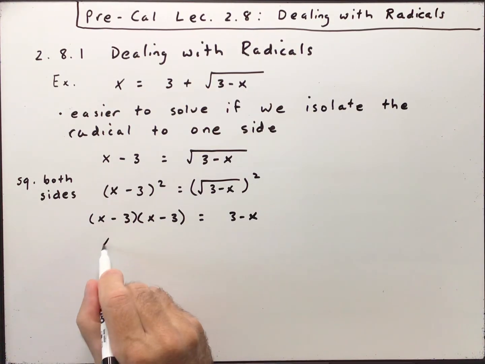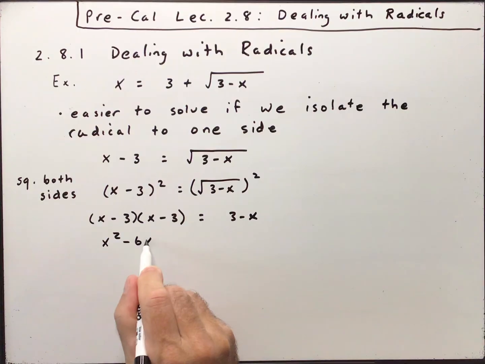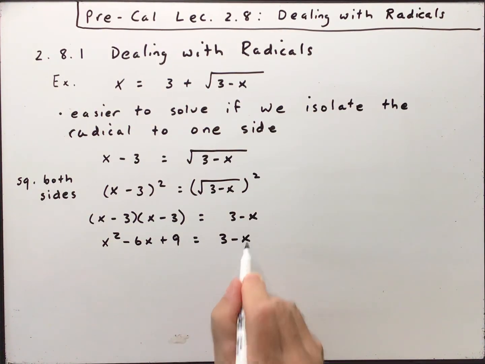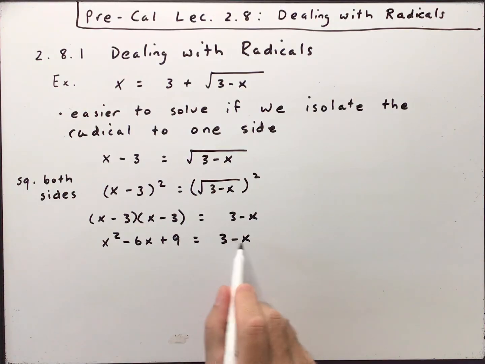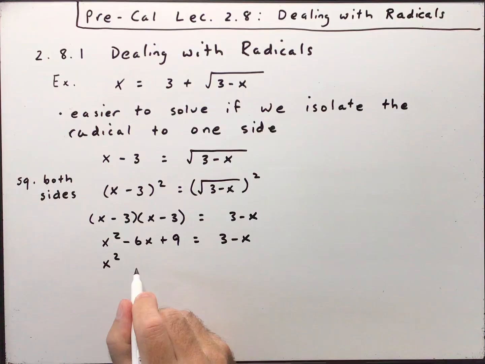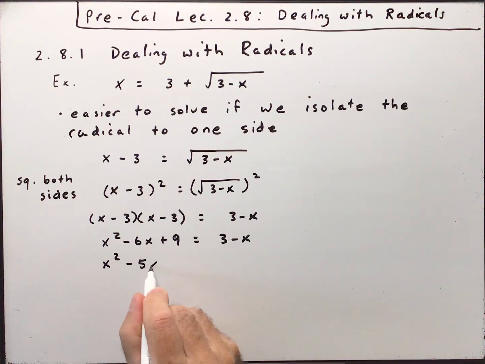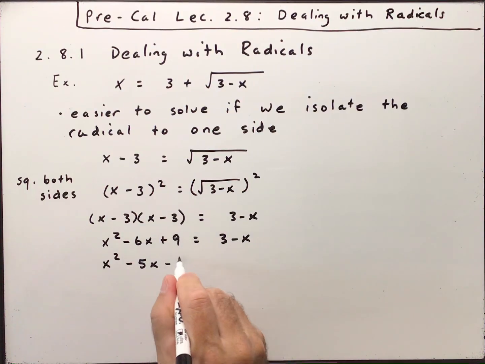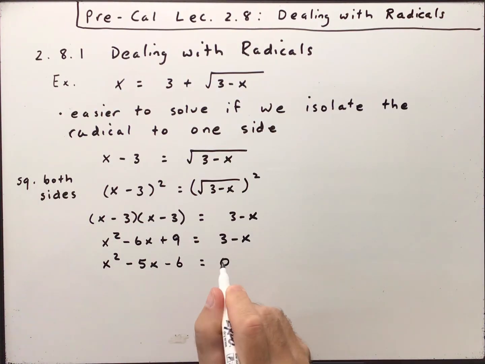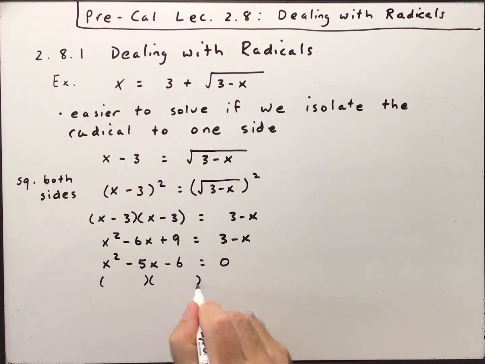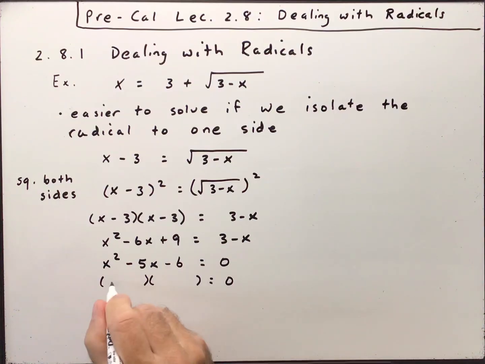So I have x squared minus 6x plus 9 is equal to 3 minus x. So let's move the 3 and the negative x to the left. I'd have x squared minus 5x, so add an x to both sides, and then subtract 3 from both sides, minus 6 equals 0. Now that looks pretty factorable. Let's give it a go. Should have x.